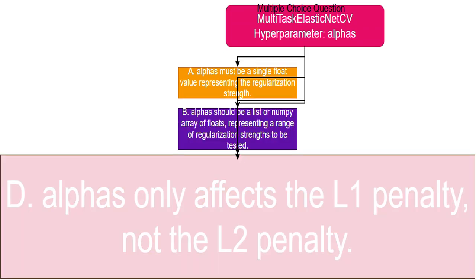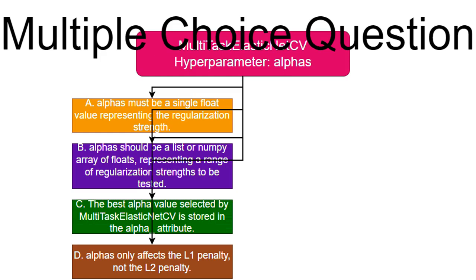This is wrong. Alpha controls the overall strength of both L1 and L2 regularization in ElasticNet. The L1 ratio parameter controls the mix between the two. It's not just influencing one, it influences both penalties proportionally. This line simply indicates the type of question.